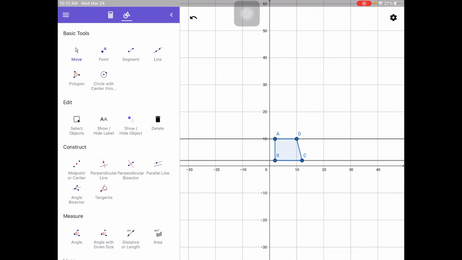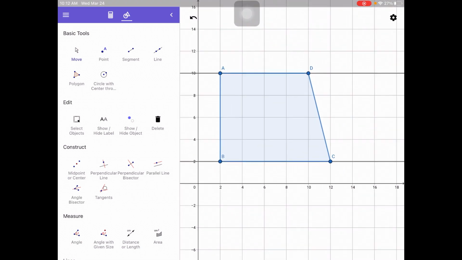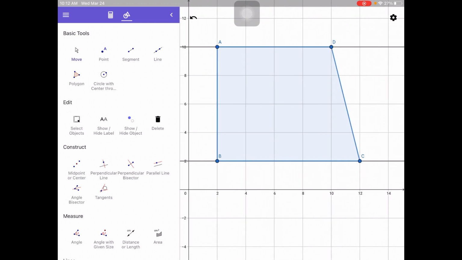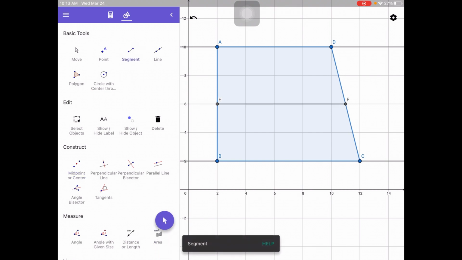Ayan. Since meron tayong trapezoid dito, ang sunod po natin gagawin ay kukunin po natin yung midpoint ng ating legs. Since AD and BC are the bases, sabihin si AB and DC are the legs. And then, we're going to connect E to F. Now, these are median or mid-segment.